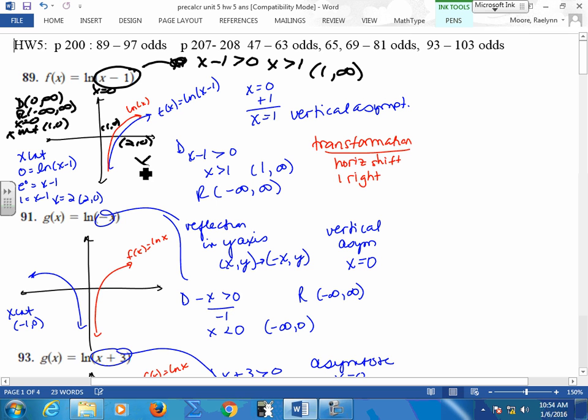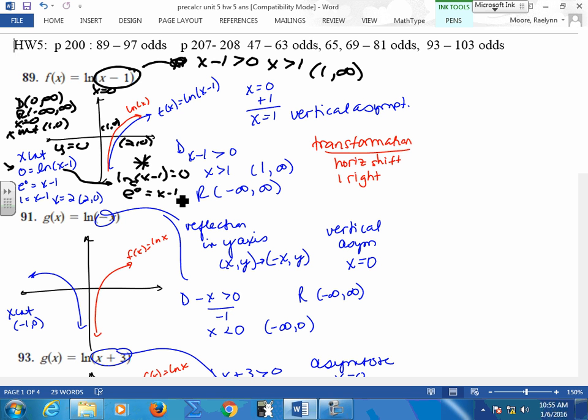Now we have to find this guy algebraically. So algebraically, when we look for an x-intercept, we set y equal to 0. If it's easier at this point, switch this around. Put it this way. The base of an ln is e. e to the 0 equals x minus 1. Anything to the 0 power is 1. So that'll help you find your intercept. Make sure you name your transformation. Horizontal shift 1 right.